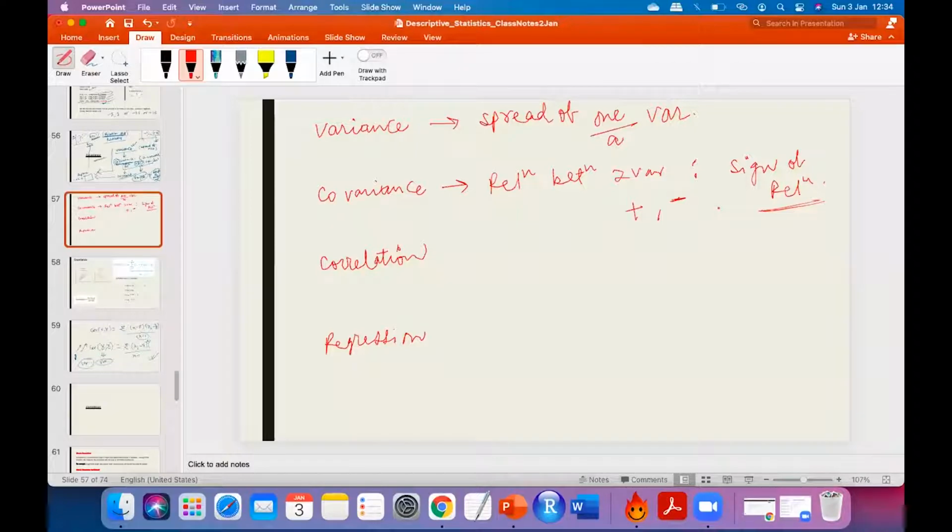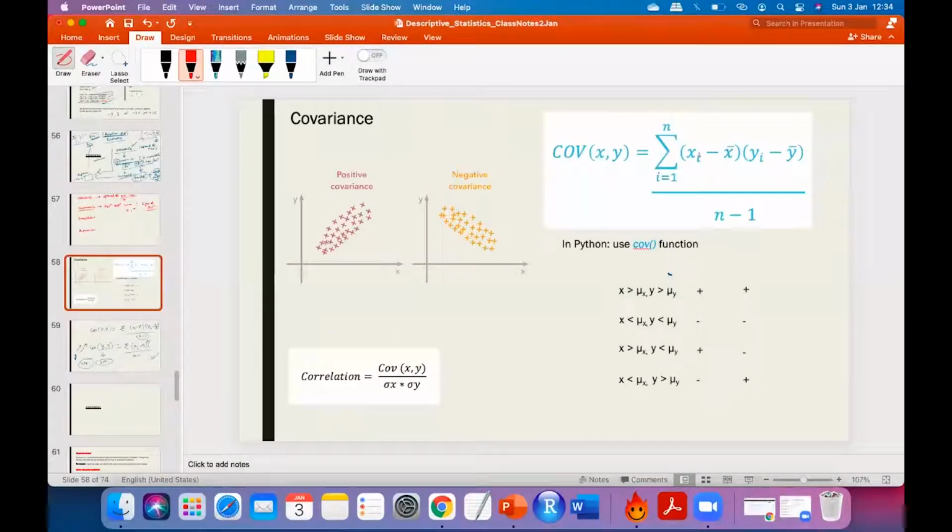I also proved it to you that when we say there is a word co, that means two variables are present. Let's say this is the formula. If I replace y with x, that means I just want to know the covariance of x with respect to x. So this will be xi and this will be x bar in the place of y. In the next step, it will be a square. And that is precisely the formula of variance.